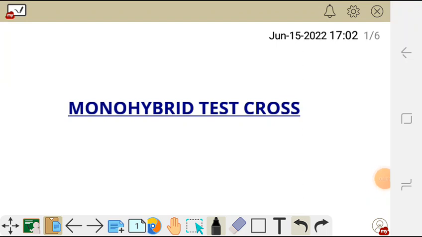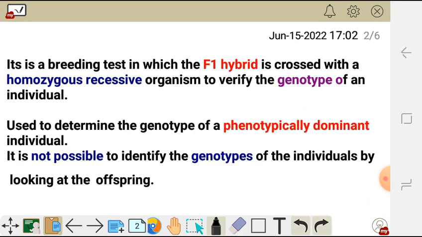Let's talk about monohybrid test cross. A monohybrid test cross is a breeding test in which the F1 hybrid is crossed with a homozygous recessive organism to verify the genotype of an individual.